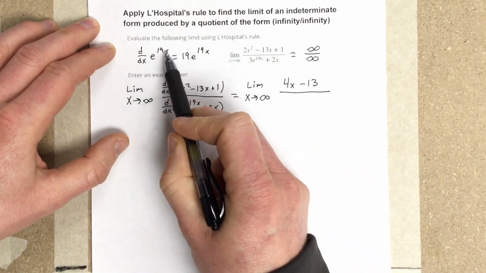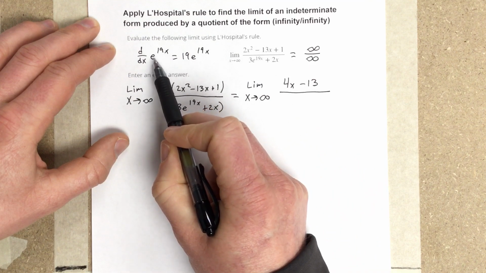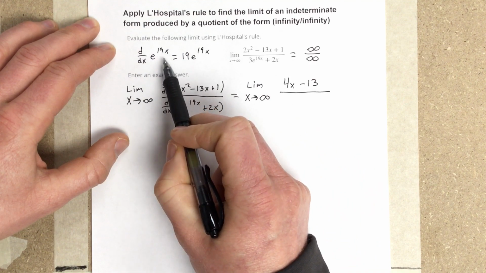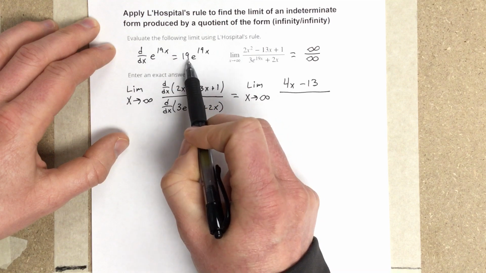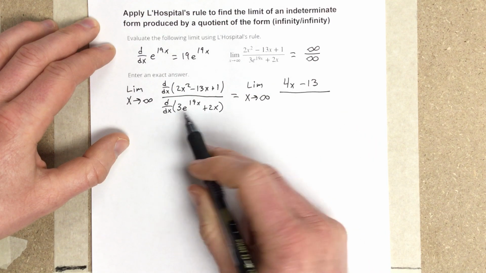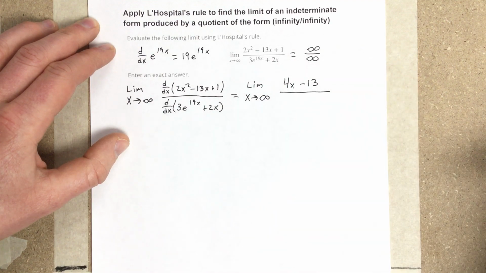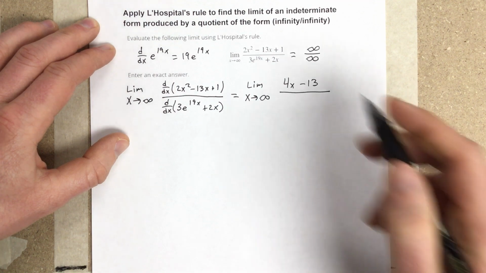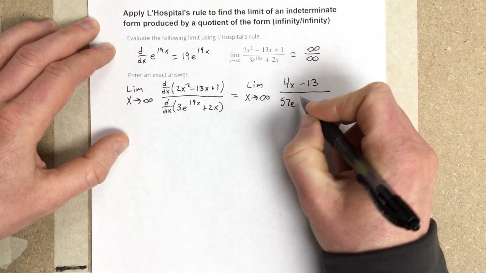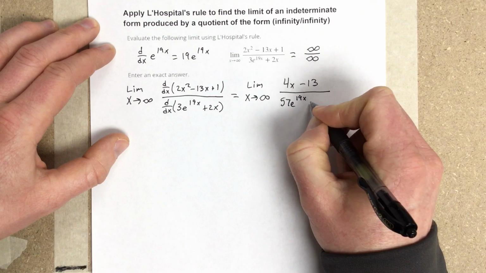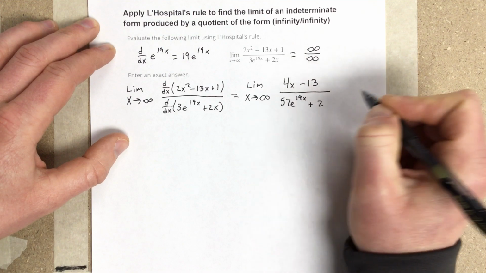So this is just a chain rule application here. We do the derivative of e to the x, it's the same. That's why that's written there. Times the derivative of the inside, which would be 19. So we're going to end up multiplying that by 3. So 19 times 3, 57. So we have 57e to the 19x plus the derivative of 2x, which is 2.